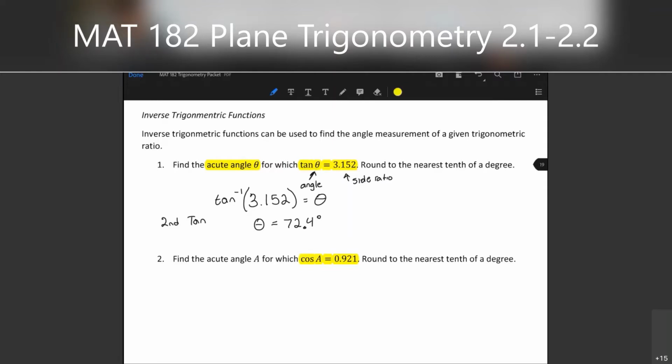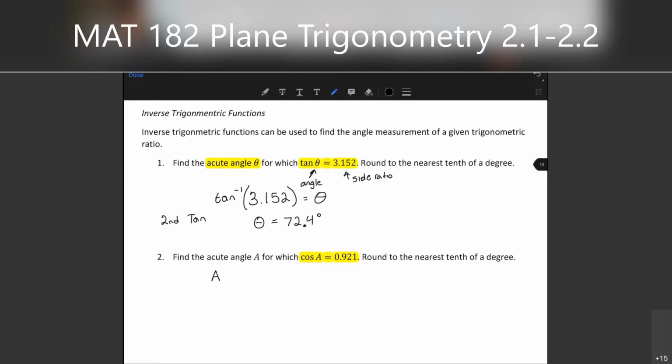So if we were to calculate this angle A here, we could set up an inverse function for the cosine inverse in this one of 0.921. And it looks like we are getting a common result there. So this is going to be 22.9 degrees.